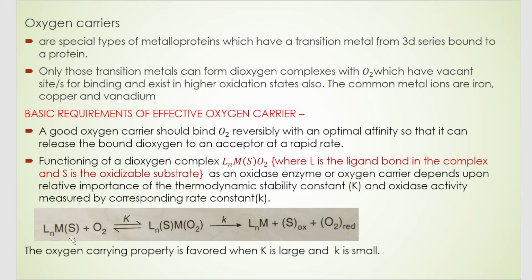Any substrate. So the functioning of this dioxygen complex as an oxidase enzyme or oxygen carrier depends upon the quantity of two important constants, that is, big K and small k. Two rate constants, big K and small k. Now what is this? You should be able to write this reaction, students. This is a dioxygen complex. Then what does it do?